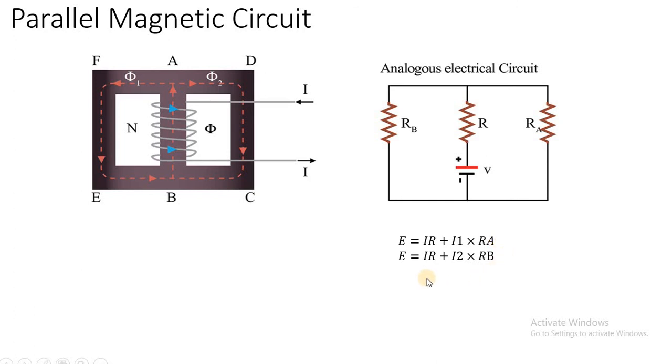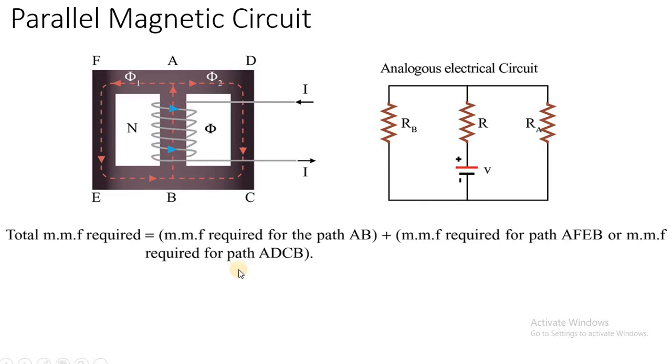Second equation gives me the EMF applied to the circuit by taking the second side of the circuit. Second side of the circuit means what? IR plus I2 into RB. Similarly here also we have two different paths of the flux flow. One is ADCB, which is carrying the flux phi 2, and another one is AFEB, which is carrying the flux phi 1. So you can take any one path.